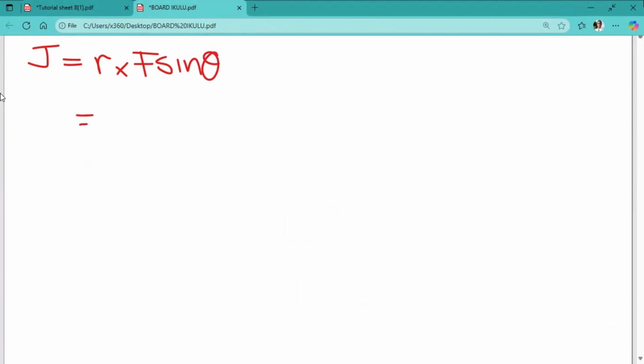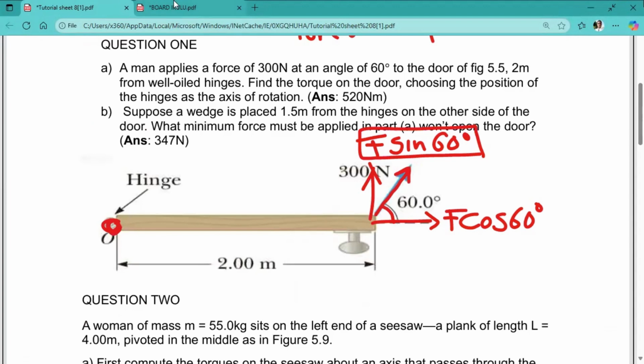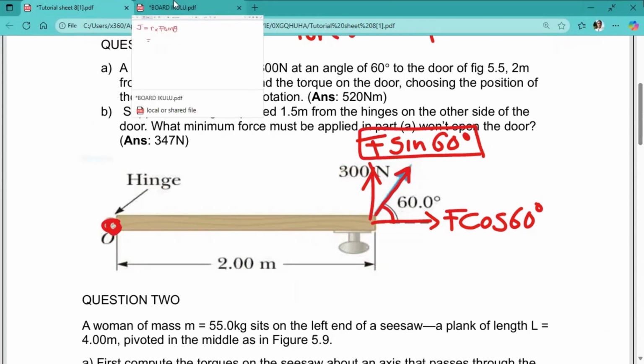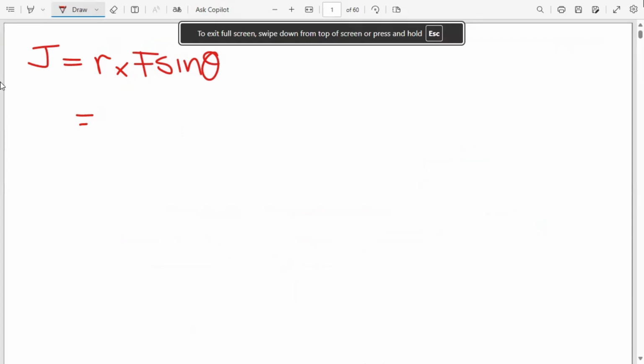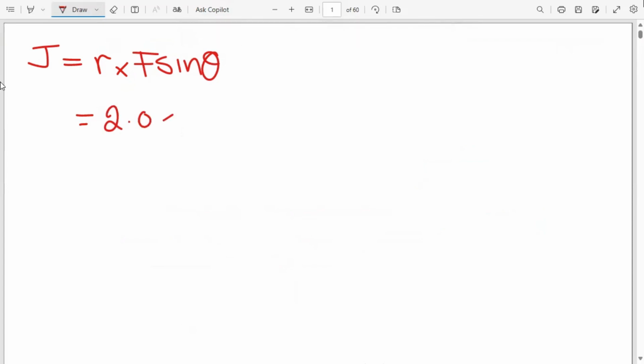I'll say this will be equal to, we've been given the distance in the diagram. We've been given the distance from the hinge to where the door handle is, or the lever arm of the door. That is 2 meters. That is where the force is acting. So that is going to be our r. So I'll say 2.0 multiplied by the force, which is 300 sine 60 degrees.